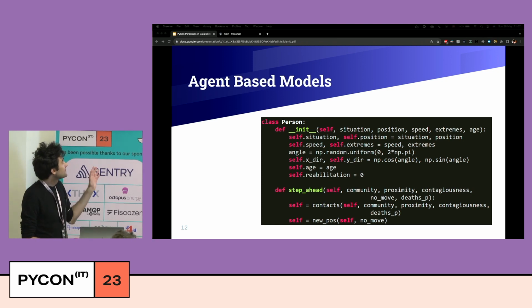And yes, so the second approach that I was mentioning is agent-based models. In this case, we take an object-oriented programming approach where we create a class representing a person in the environment, and then give it different properties and parameters that can be played with. For example, a position, a speed at which it moves, a direction, a certain age, how many days of rehabilitation it has been going through after getting the disease, and so on.